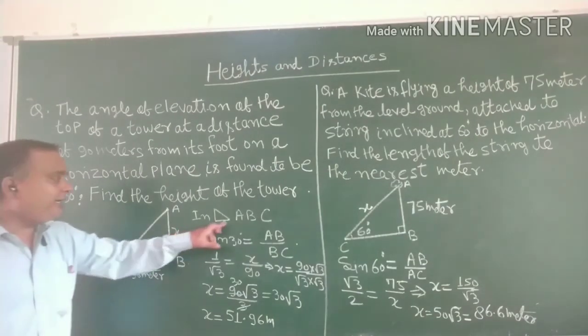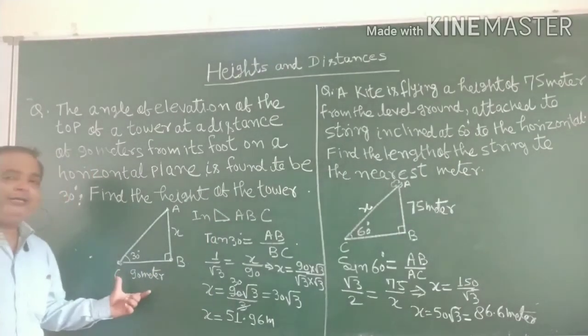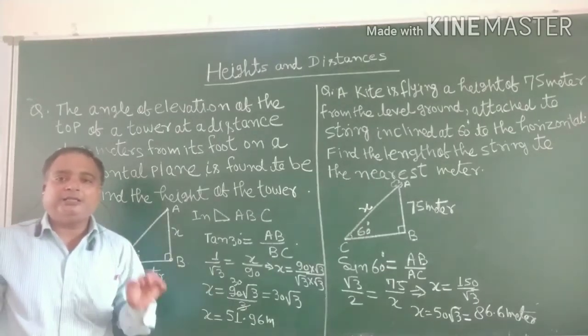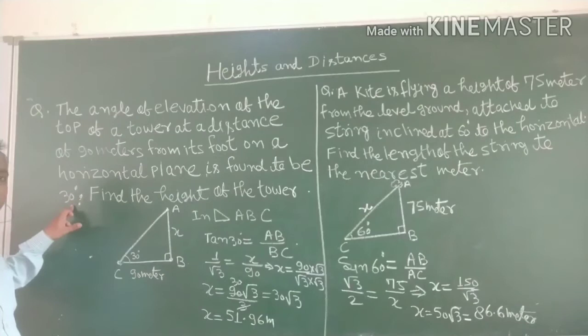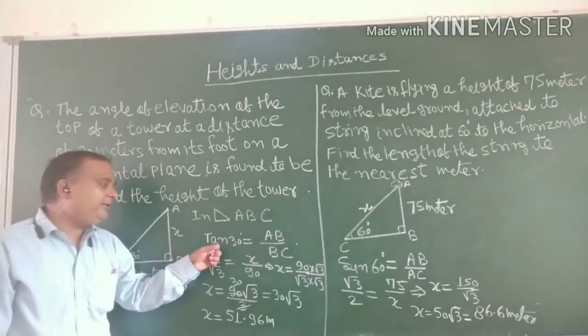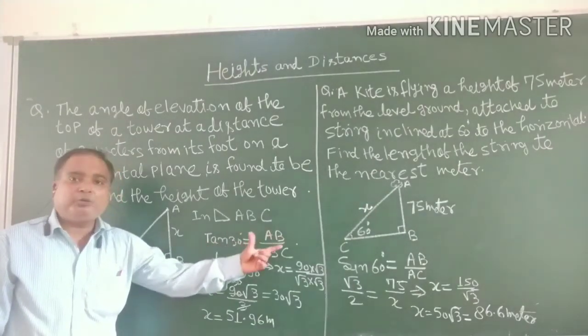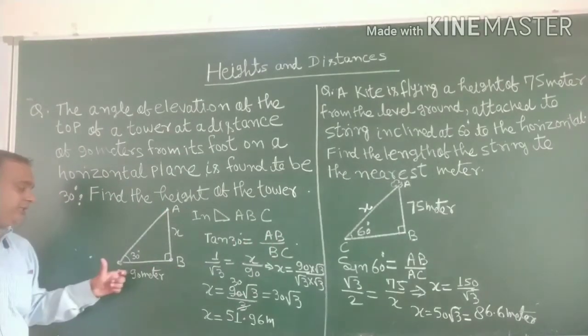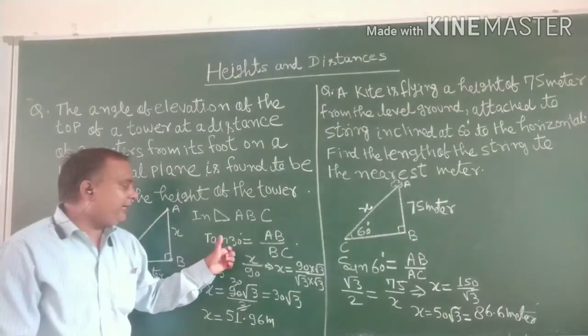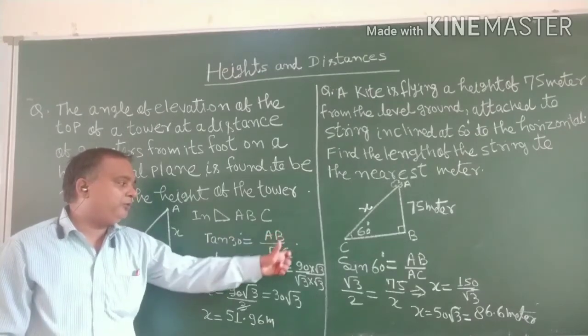Now in right angle triangle ABC we apply tan theta, where theta is the angle. In this question the angle is given as 30 degree. So we can write tan 30 degree, perpendicular upon base. Perpendicular that is AB, base that is BC. So we can write tan 30 equal to AB upon BC.